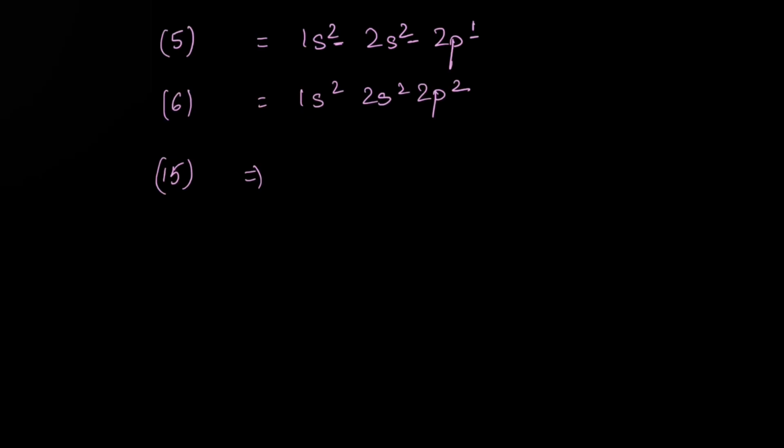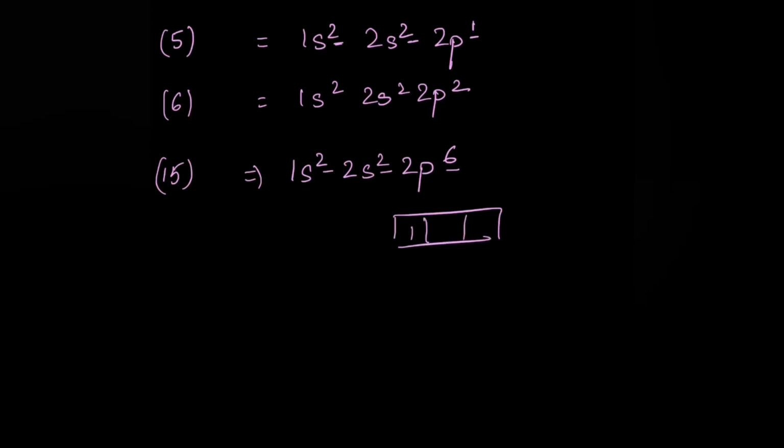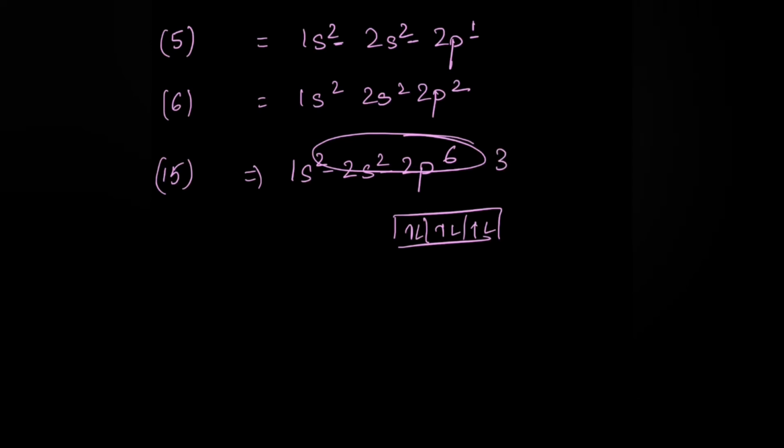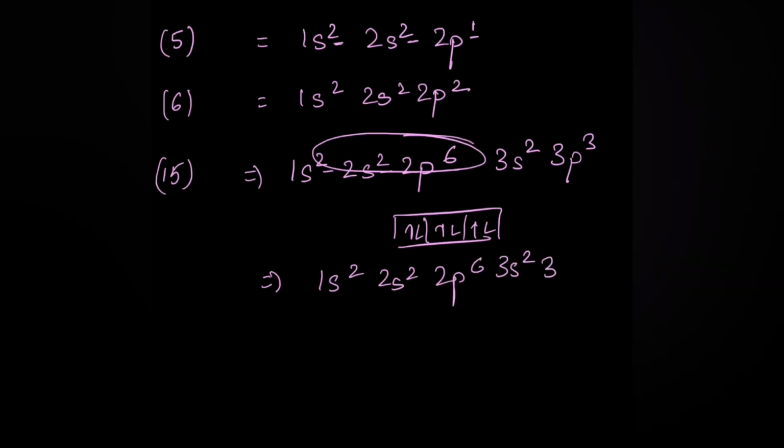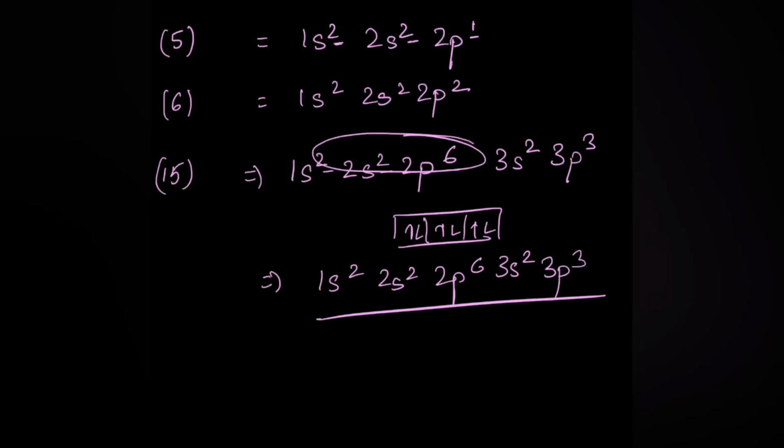So if we have atomic number 15, then we have to write 1s2, 2s2, then 2p6. So p has 6 electrons in it. Now total 10 electrons have been filled. Now the next is 3s2. Now 12 electrons, that means 3p3 will be written in this way. So the electronic configuration is 1s2, 2s2, 2p6, 3s2, then 3p3. This is how the electronic configuration can be written.